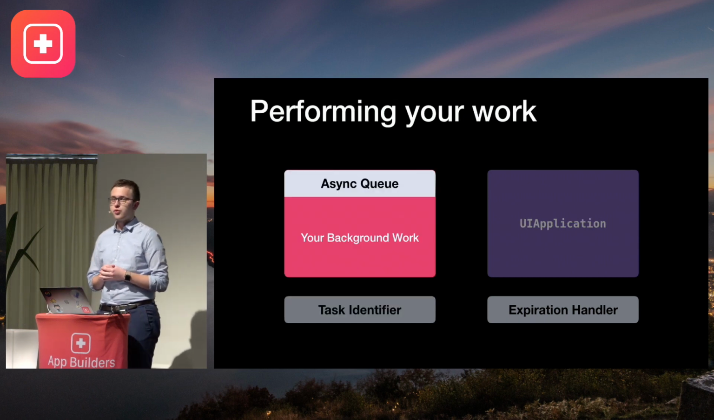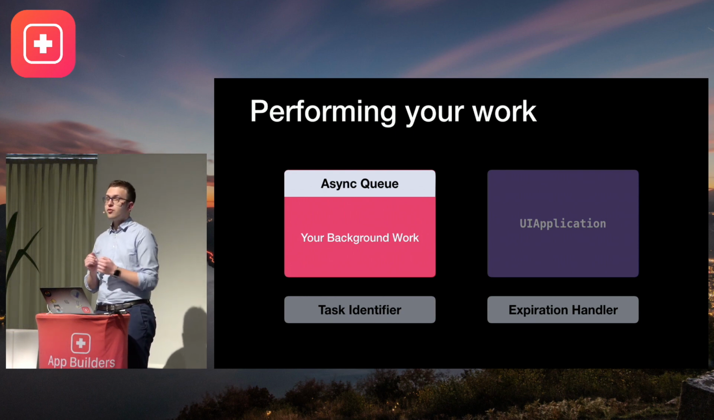Another important thing is to perform the work that you are about to do on another queue. Never perform long-standing tasks on the main thread, because this will completely defeat the purpose of the long time allowance, because you will still have about 5 seconds to return from applicationDidEnterBackground.